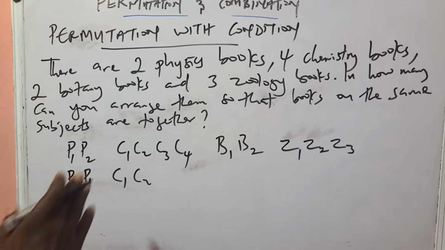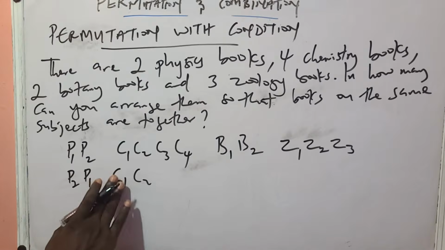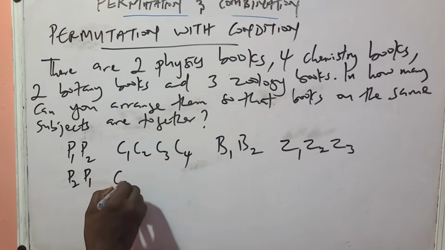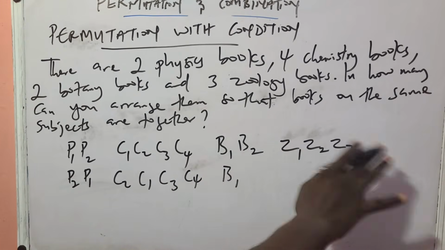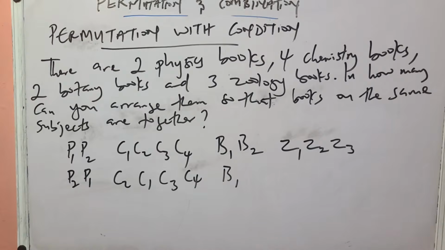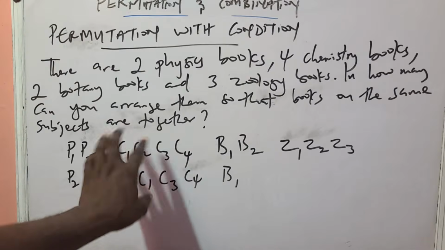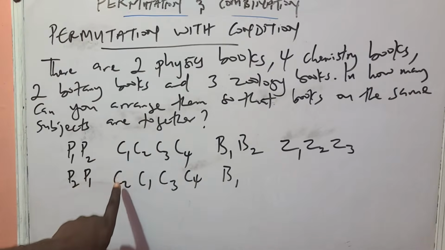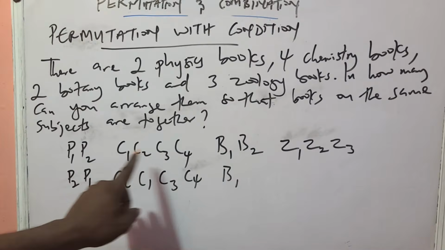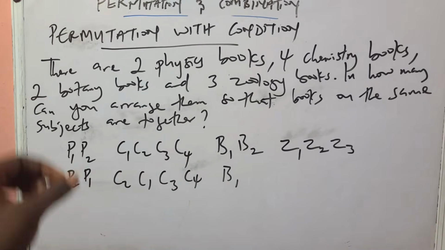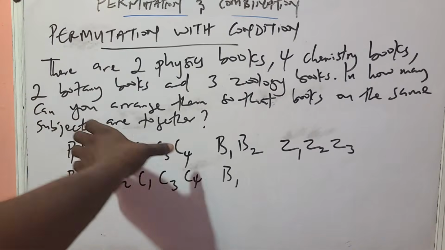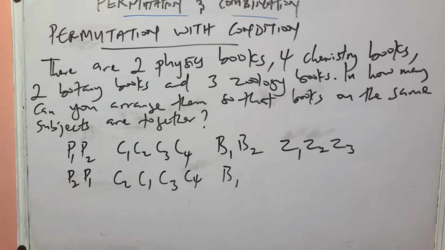Another one that is still permitted is that instead of writing chemistry 1 first, I had chemistry 2, chemistry 1, chemistry 3, chemistry 4, and the same thing went on here. If you can see what I'm saying, that means you are okay. You can keep permutating the books within each subject. Chemistry 1 can be the first, chemistry 2 can be the first, chemistry 3 can be the first, chemistry 4 can be the first, but it's compulsory that all the chemistry books must be together.